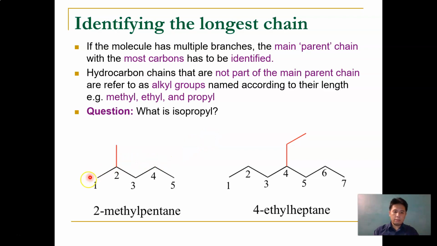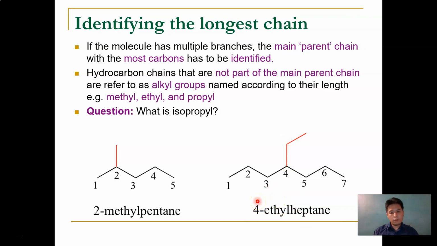Okay, so this one is 1, 2, 3, 4, 5. So this one is a pentane. So when you count the parent chain, you name the parent chain first. This is 1, 2, 3, 4, 5, 6, 7. So this is a heptane. So this is a methyl and it's on the second carbon. So it's 2-methyl. This is ethyl and it's on the fourth carbon. So this is 4-ethylheptane. So that's how it works.